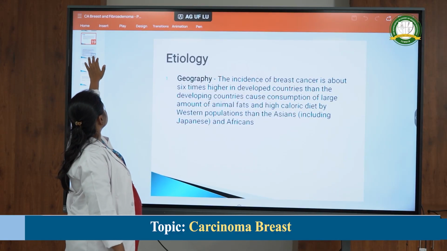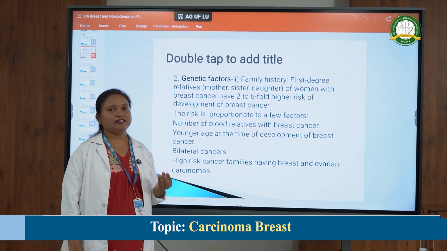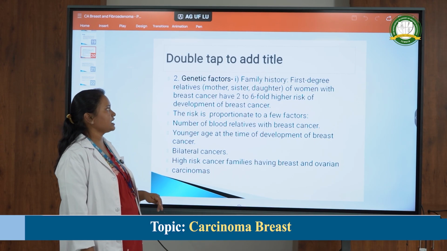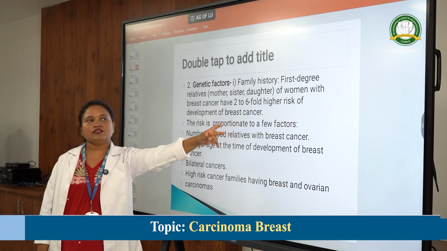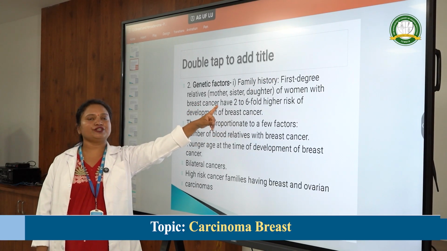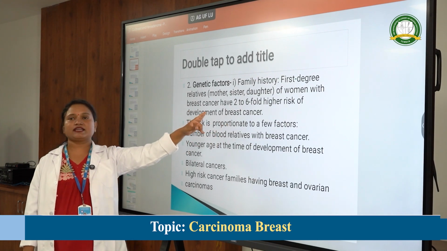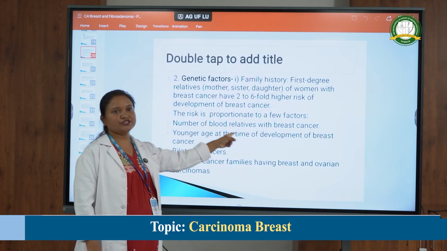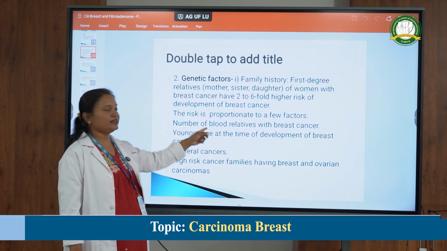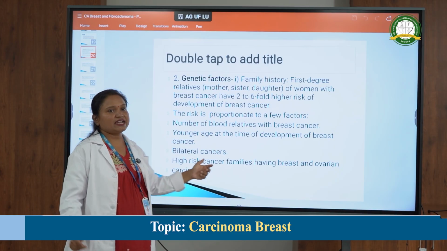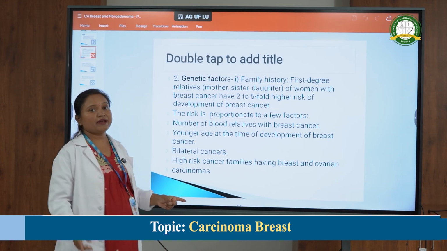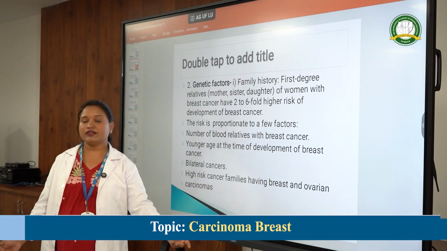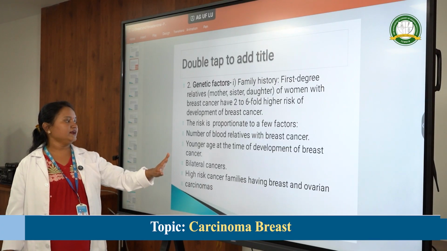Next we'll see genetic factors. It is another factor which shows a higher risk of developing breast cancer. Coming to family history, first degree relatives like mother, sister, daughter of a woman with breast cancer have a 2 to 6 fold risk of developing breast carcinoma. The risk is proportionate to a few factors: number of blood relatives with breast cancer, younger age at the time of development of the breast cancer, bilateral cancers, and high risk cancer families having both breast and ovarian carcinomas.